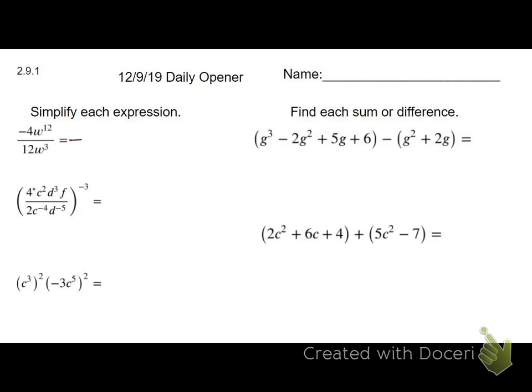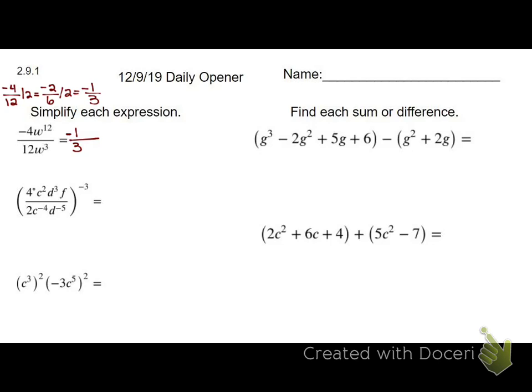So -4 over 12 can be simplified to what? Dividing by 2 will be -2 over 6. You said they're both divisible by 2, and we get -2 over 6. Can I simplify that further? What are they both divisible by? 2. Okay, so I divide by 2 again, and what am I going to get here? 1 over 3. Don't forget about your negative. So it's going to be -1 over 3.